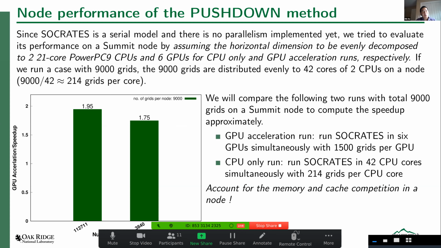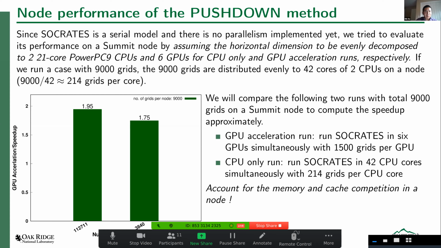We also evaluate the node performance of the pushdown method. We will compare the following two runs with a total of 9,000 grids on a Summit node to compute the speed up approximately. First is the GPU acceleration run: we run SOCRATES on 6 GPUs simultaneously with 1,500 grids per GPU. And for the CPU-only run, we run SOCRATES on 42 CPU cores simultaneously with 214 grids per CPU core. These two runs have the same size of horizontal dimension, and these experiments also account for the memory and cache computation in a node.